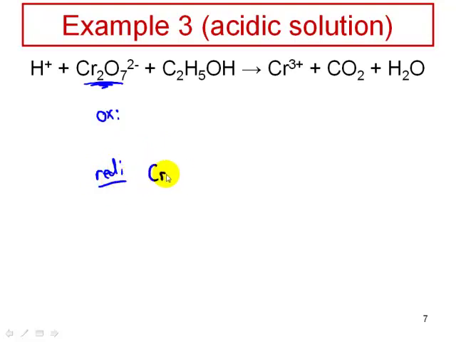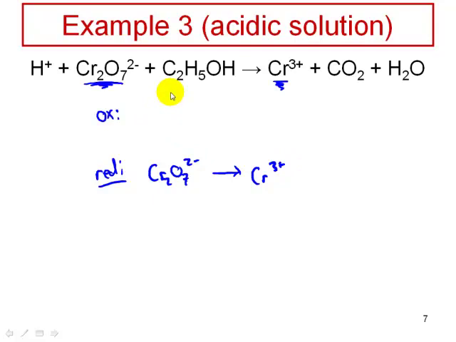So this is going to be Cr2O7 2-, gets reduced to something. Over here on the product side, you can see we've got chromium, so this is going to get reduced to Cr3+.